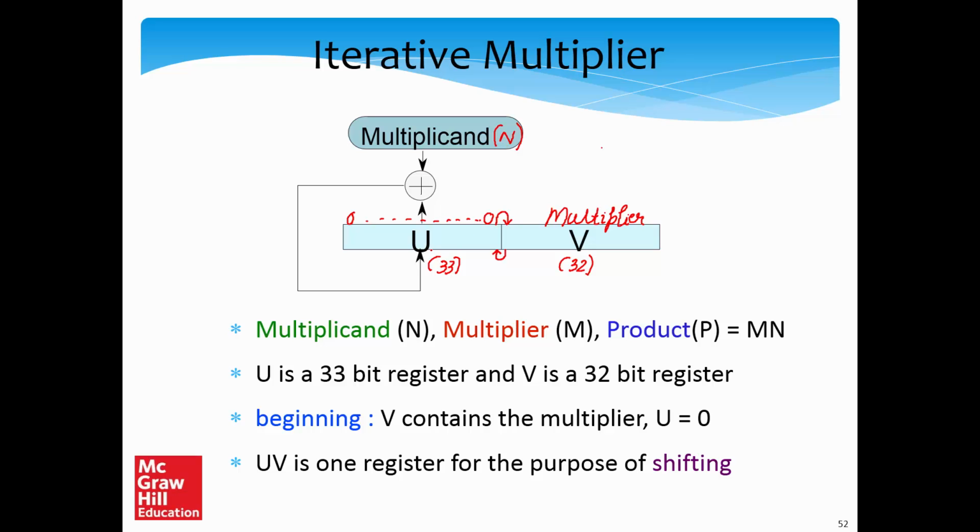And we'll have a circuit over here where we'll load the current contents of U. We'll add it to the multiplicand. And the result of the addition will be fed back to the register U. So that's pretty much the only circuit, but let's take a look at the algorithm that will show how exactly this circuit works.